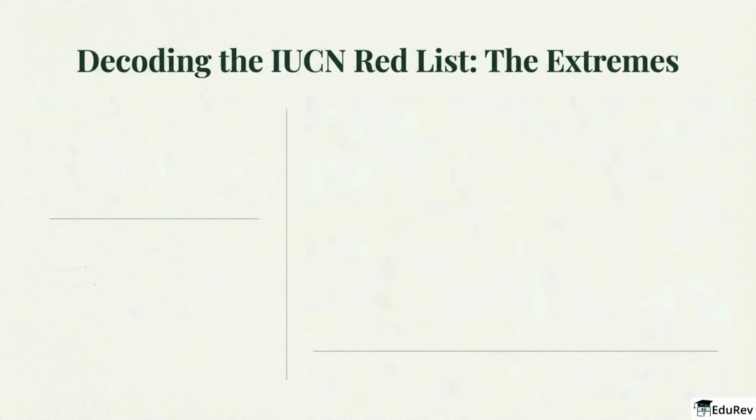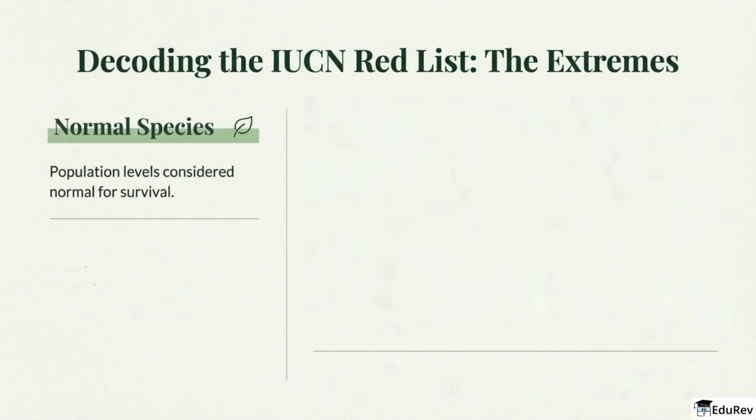Now we decode the red list starting from the extremes. First, what is the IUCN Red List? It is a global system used to classify species by their risk of extinction. Now the first category shown here is normal species. Here, normal simply means the population level is still considered sufficient for survival. Examples given are cattle, sal, pine, and rodents.